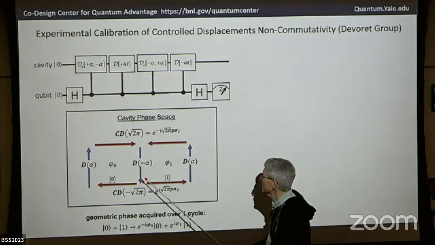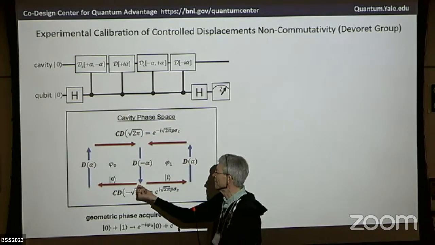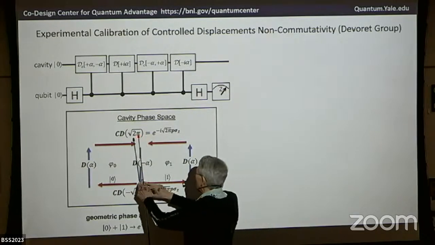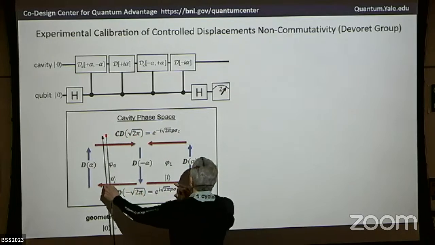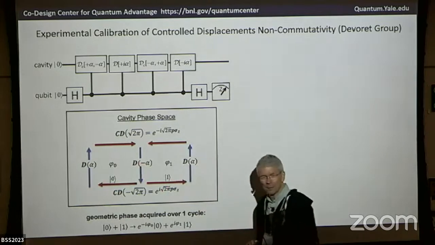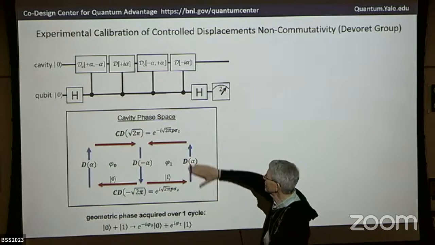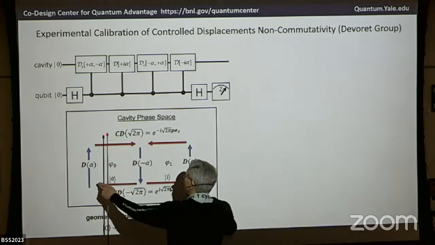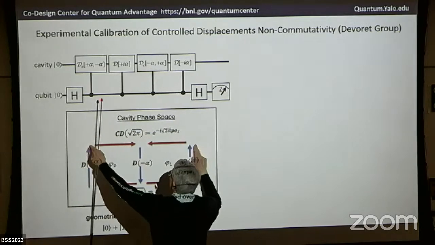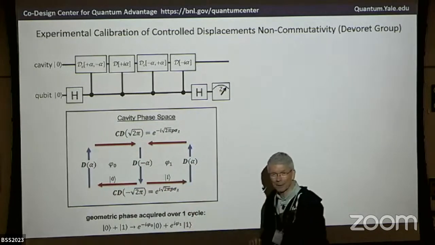Then, so this is phase space. Here's the cavity sitting in vacuum, and the qubit is in a superposition of 0 and 1. I do a controlled displacement so that the cavity moves to here if the qubit is in 1, here if it's in 0. Then I do an unconditional displacement. I just move both of these blobs up here. Then I do the reverse conditional displacement, and then an unconditional displacement. I came back where I started.